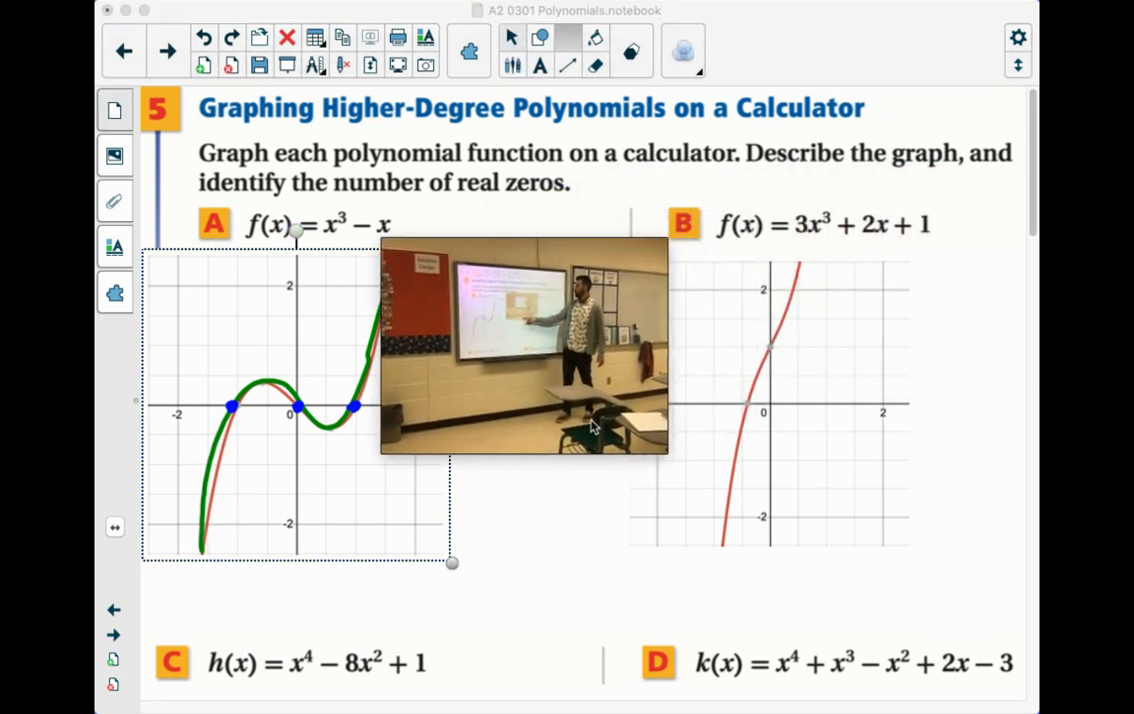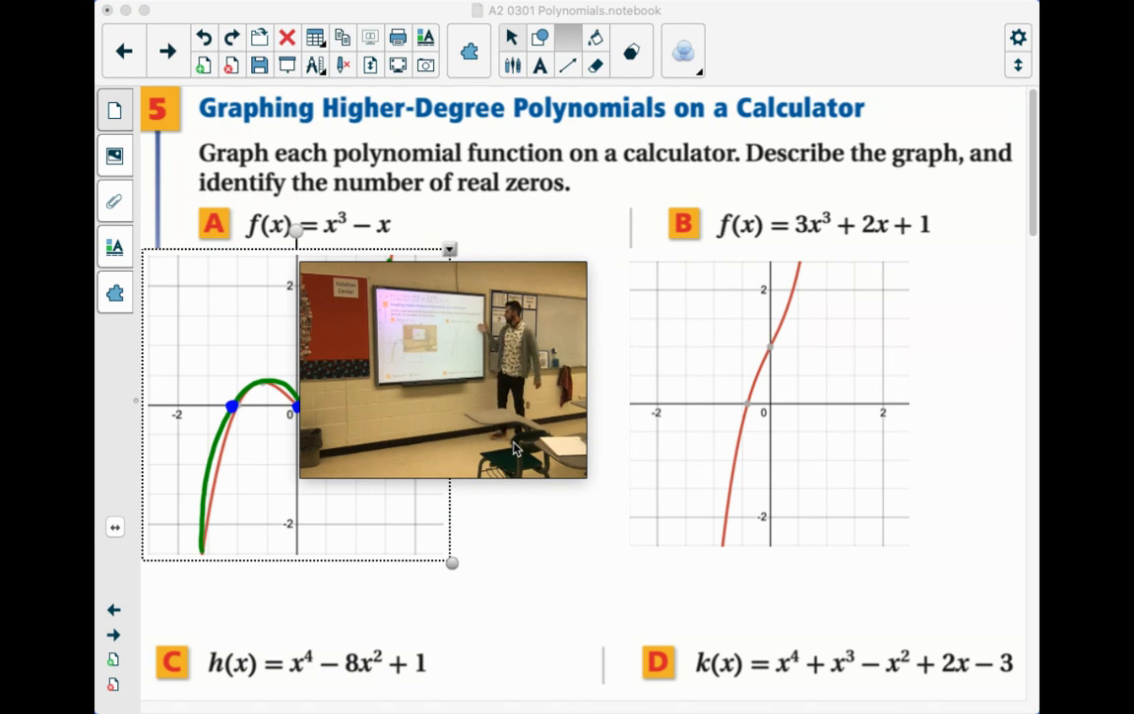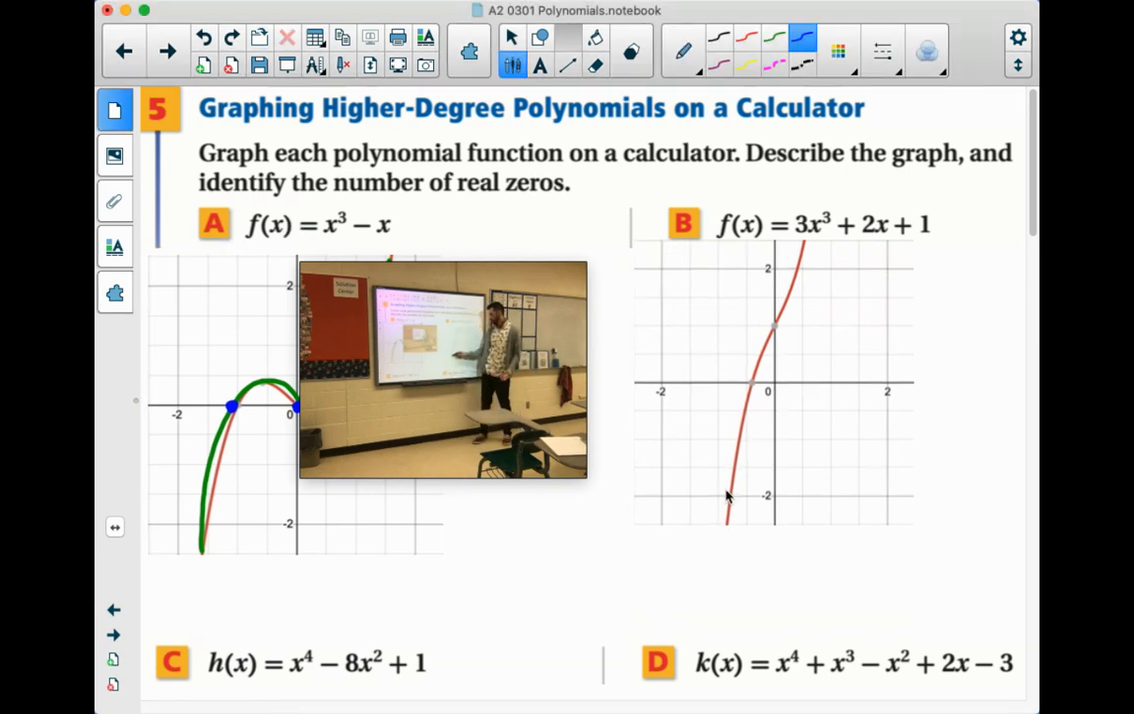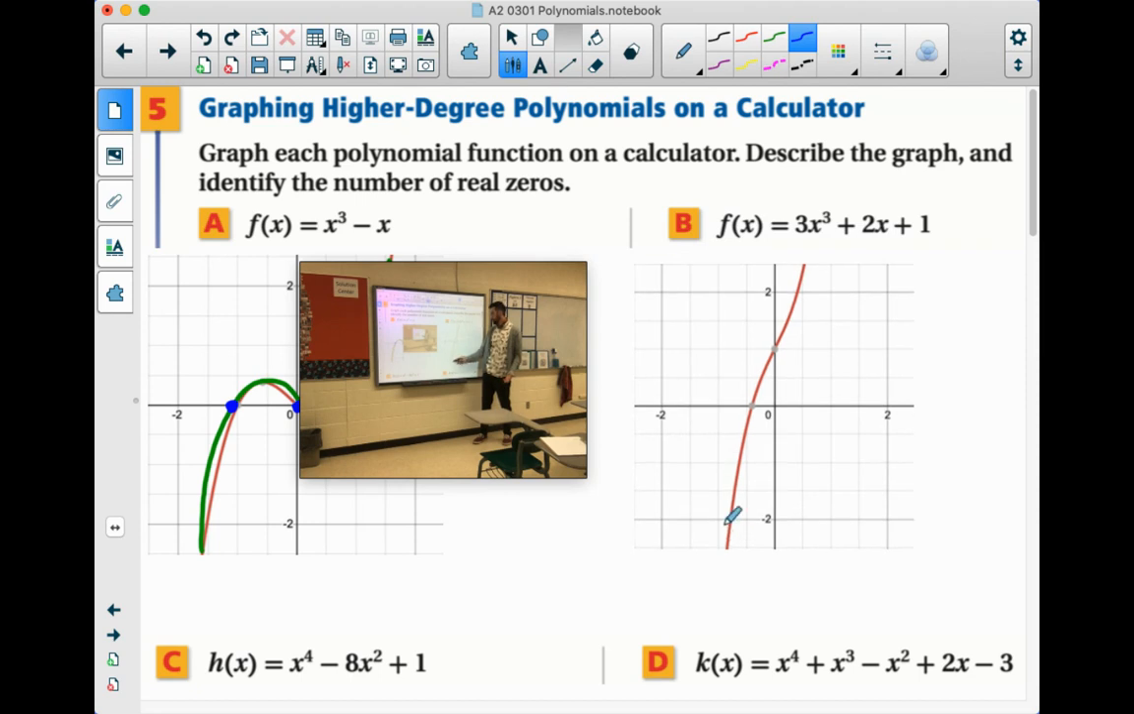Now, if you look at B, 3x to the third plus 2x plus 1, from left to right, you would say there's a pretty steady increase there from left to right. And you could say it crosses once. So you can say there's 1 zero.